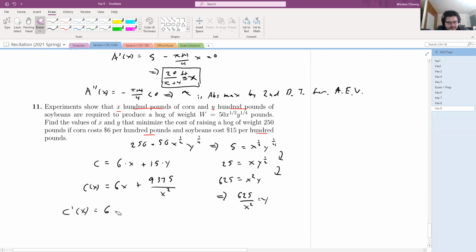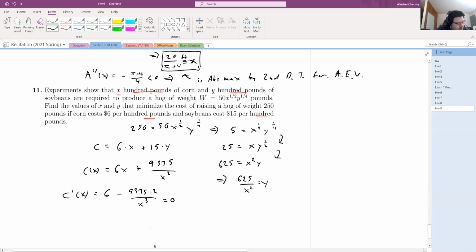The derivative: 6 minus 9375 times 2 over x cubed, which we can imagine setting equal to 0 and solving. Jumping a few steps, this is going to give us that x will be equal to 5 times the cube root of 25.